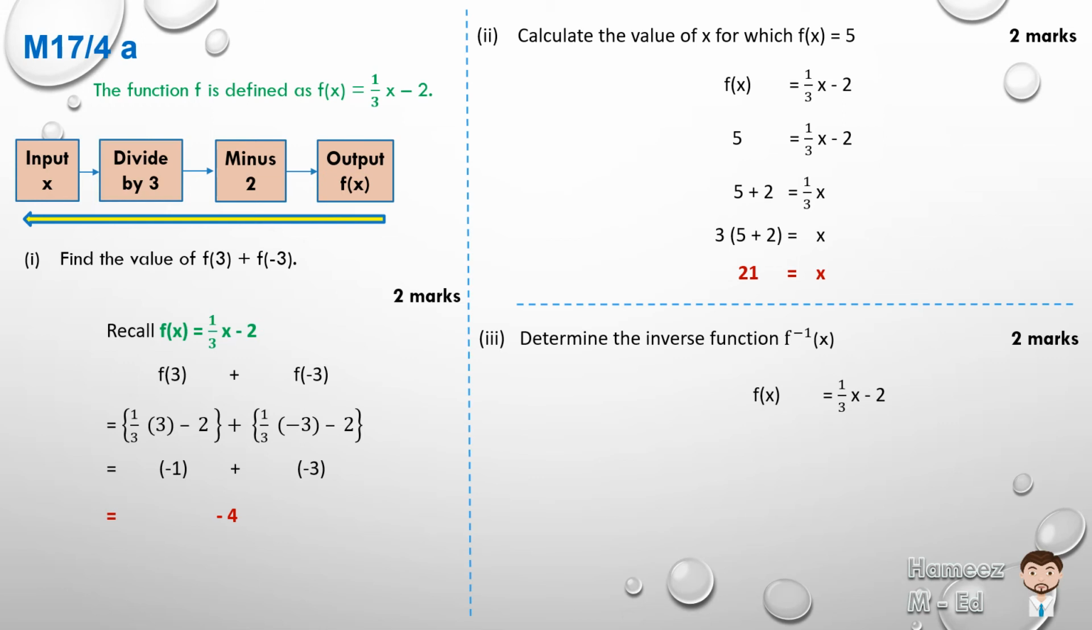Find x. Then we need to carry the things across. So f of x plus 2 is equal to 1/3 x. x is equal to 3 times f of x plus 2. And we can switch it around. So 3 times x plus 2 is equal to f inverse x.